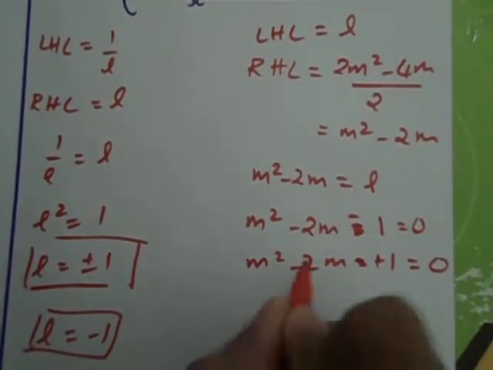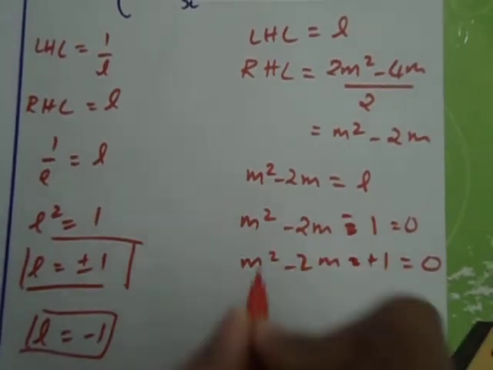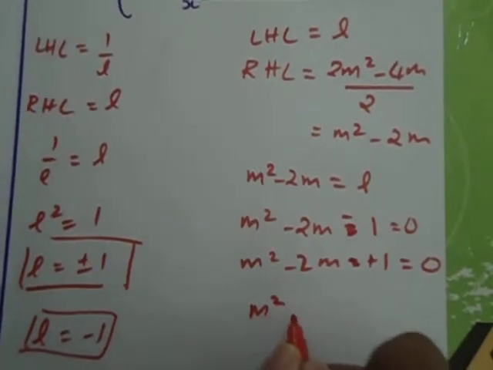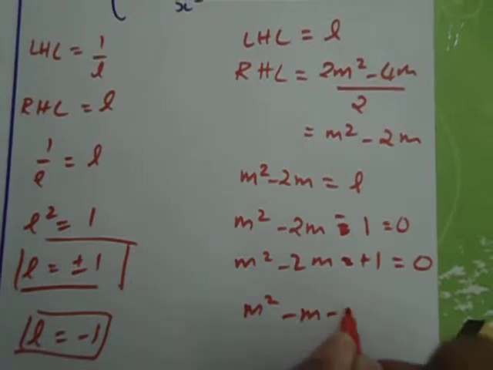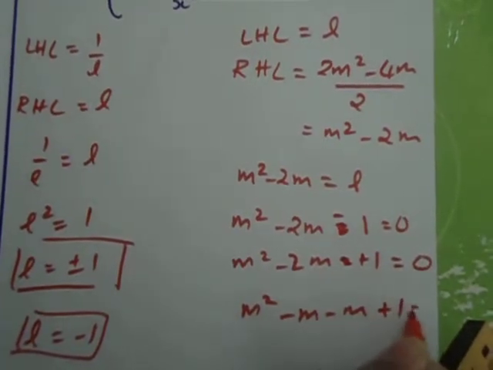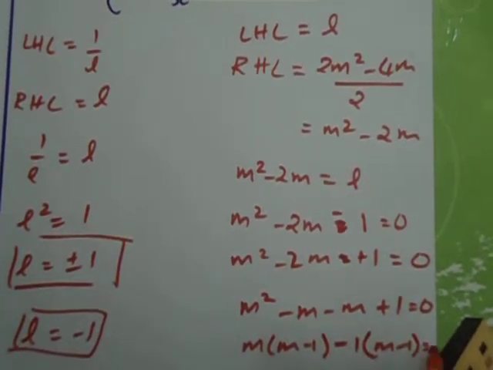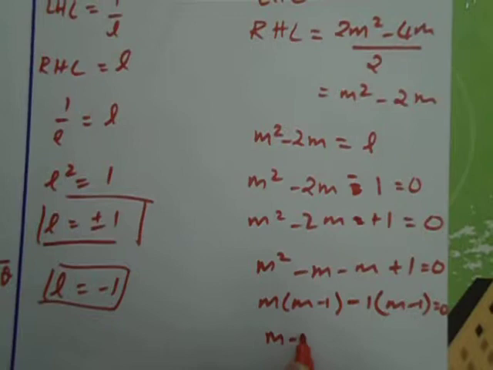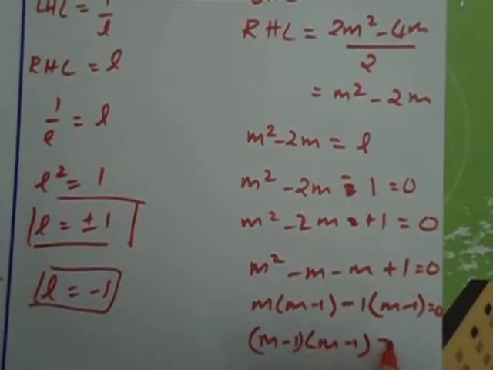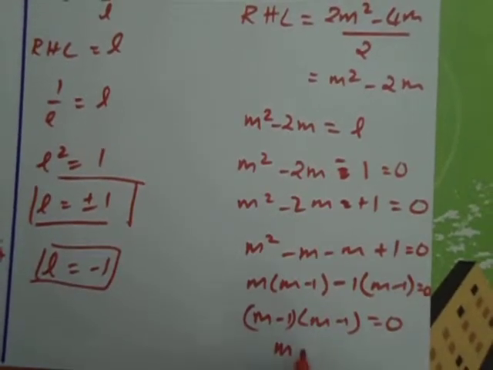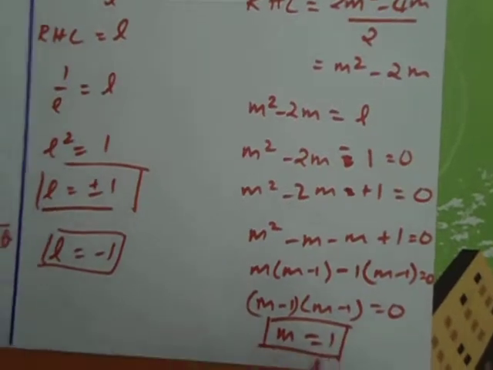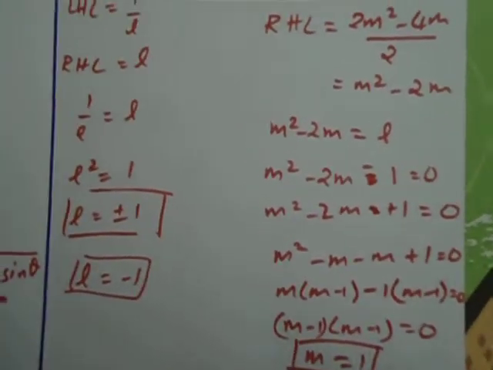And then let's solve this equation. We get m square minus m minus m plus 1 is equal to 0. So m into m minus 1 minus 1 into m minus 1 is equal to 0, or it's m minus 1 into m minus 1 is equal to 0, which means m is equal to 1. Therefore L is equal to minus 1 and m is equal to 1.